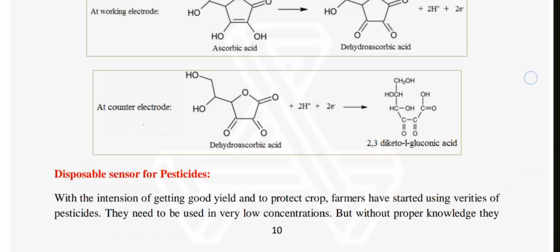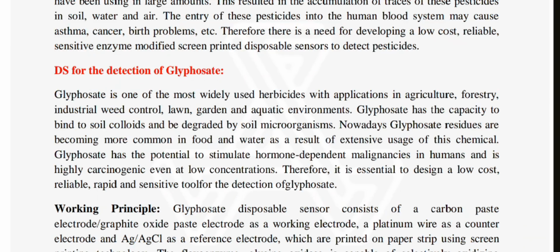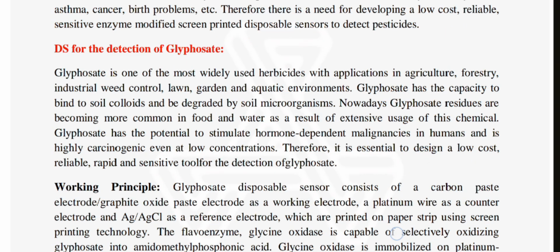With the intention of getting good yield and to protect crops, farmers have started using varieties of pesticides. They need to be used in very low concentration, but without proper knowledge, they have been using them in large amounts. This resulted in the accumulation of traces of these pesticides in soil, water, and air. The entry of these pesticides into the human blood system may cause asthma, cancer, birth problems, etc. Therefore, there is a need for developing low-cost, reliable, sensitive enzyme-modified screen-printed disposable sensors to detect pesticides.